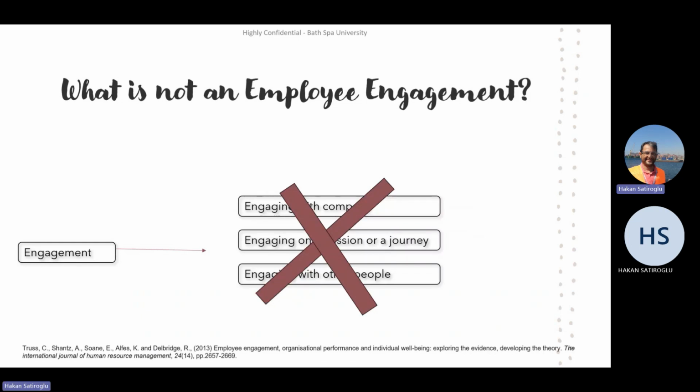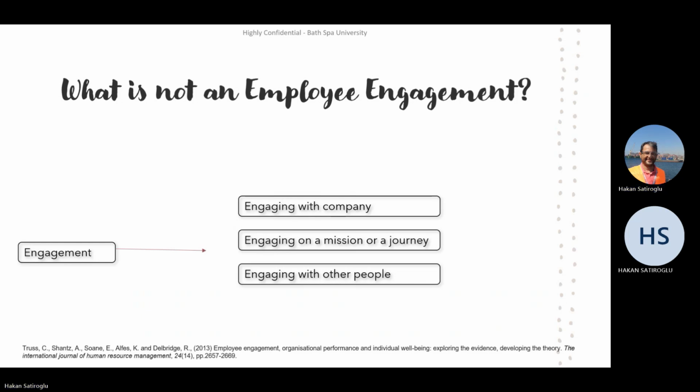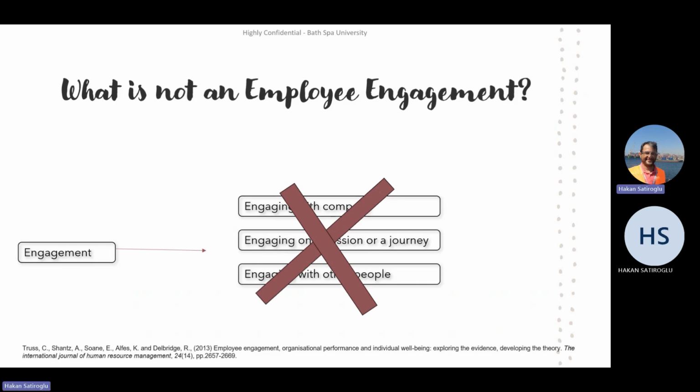engagement? So I think it's supposed to fly in, but it didn't. That cross. First one is engaging with the company. Okay, maybe I can fix that one. Okay. Yeah, I think I fixed that one.